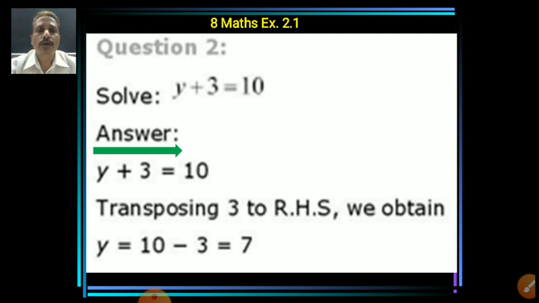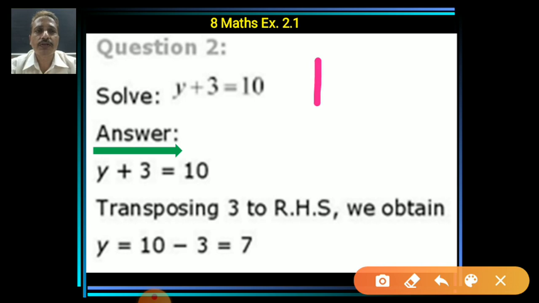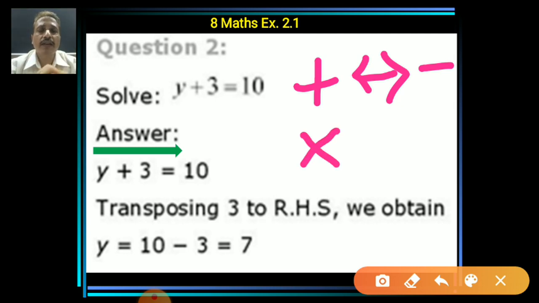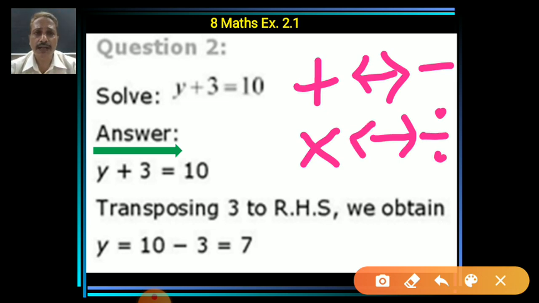Once again I remind you how to do these things. A positive number will shift to the right side and become a negative number. Or vice versa, when negative numbers move to the left side or right side, they become a positive number. Whenever any number is in a multiplication sign, it will move to the right side and become a division sign. And when divide is there, we'll change the place, left to right or right to left, and it becomes a multiply. These things you have to keep in your mind. It is very useful for your coming classes also.